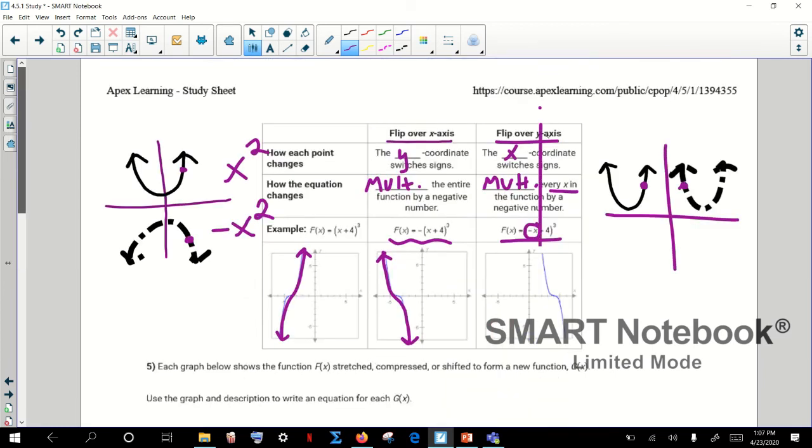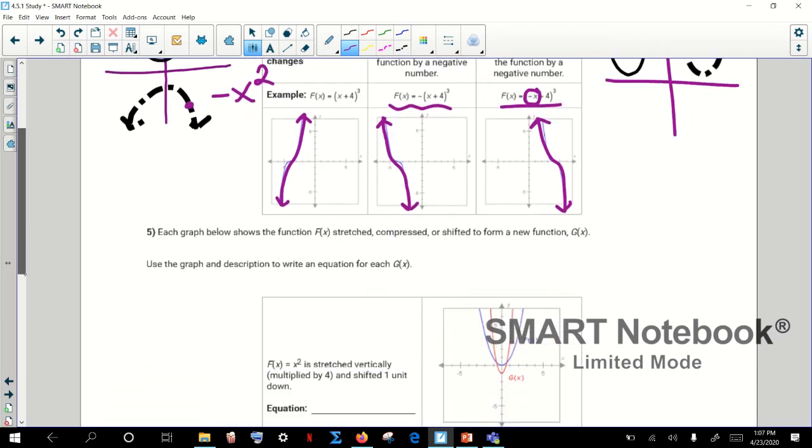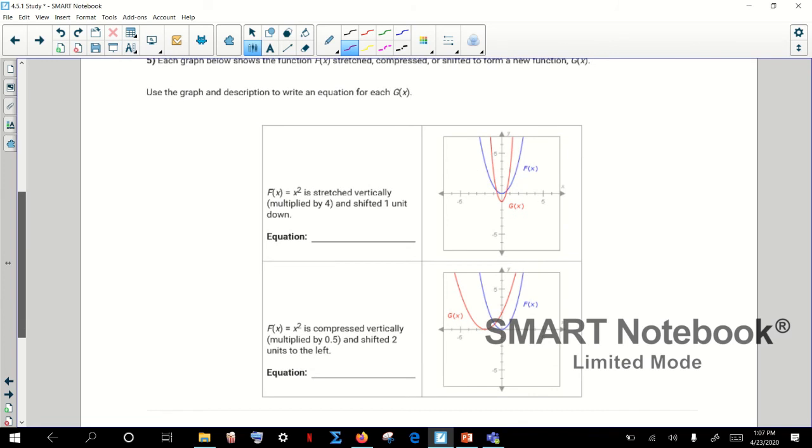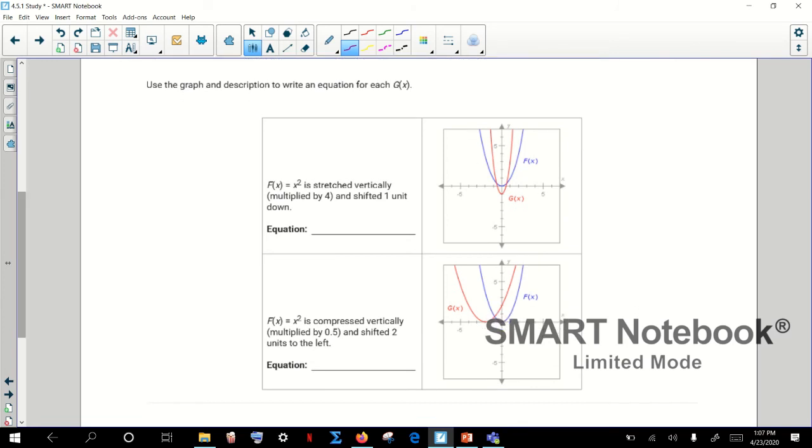And so here's a picture of that function. When we flipped it over the y-axis, you can see all the x values are going to be flipped. All right, so just the last part of our study guide for today.